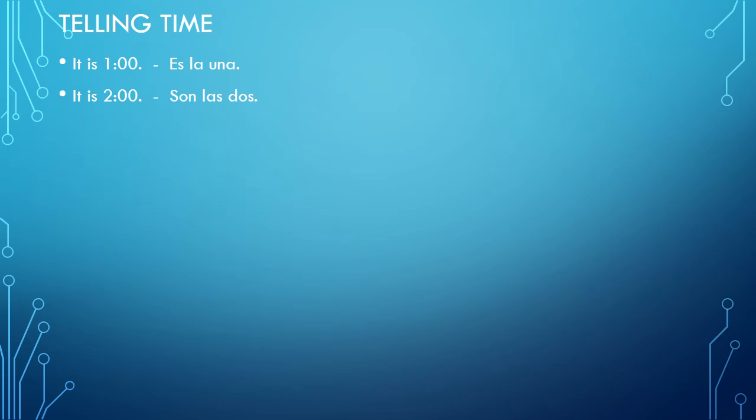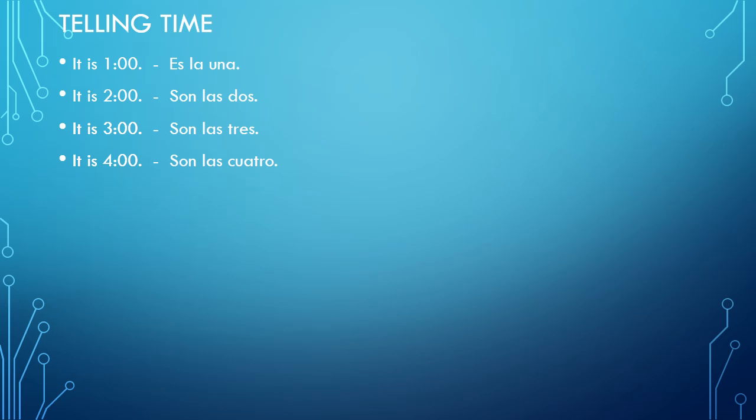It is 2 o'clock. Son las dos. So if it's 1 o'clock, we say es la una. And then if it's from 2 to 12, we say son las dos, or son las whatever number it is. So here's a question for you. How do you think you would say it is 3 o'clock? Son las tres. How do you think you'd say it is 4 o'clock? Did you get the pattern? Son las cuatro. It's going to be like that for all of them. Son las cinco, son las seis, son las siete, son las 10, son las 11, son las 12.